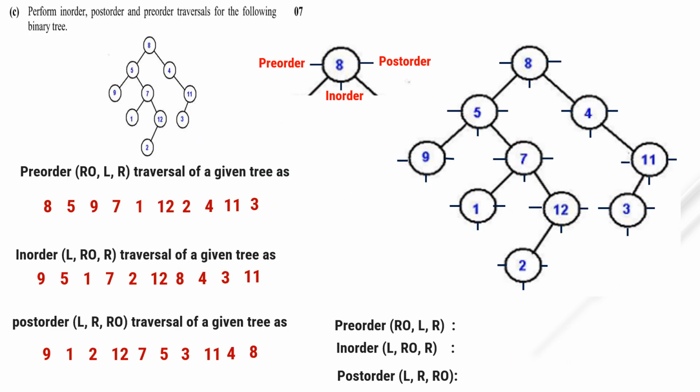So how will that shortcut method be applied in this particular tree? First you have to draw these 3 lines in each and every node. Okay, this indicates pre-order, this indicates post-order, and this indicates in-order.